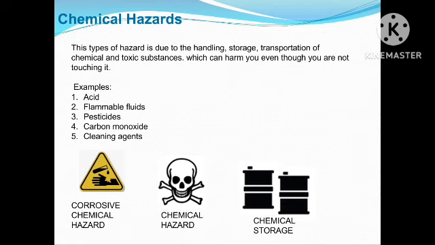Whenever we are using a chemical, you have to see the data sheet of the chemical. In the material safety data sheet, the instructions for handling, storage, transportation, and usage of all these chemicals are given. So you have to go through it thoroughly prior to using the chemicals.